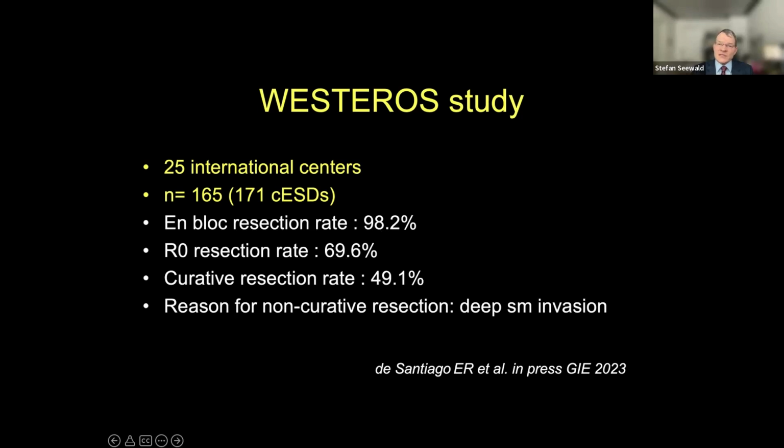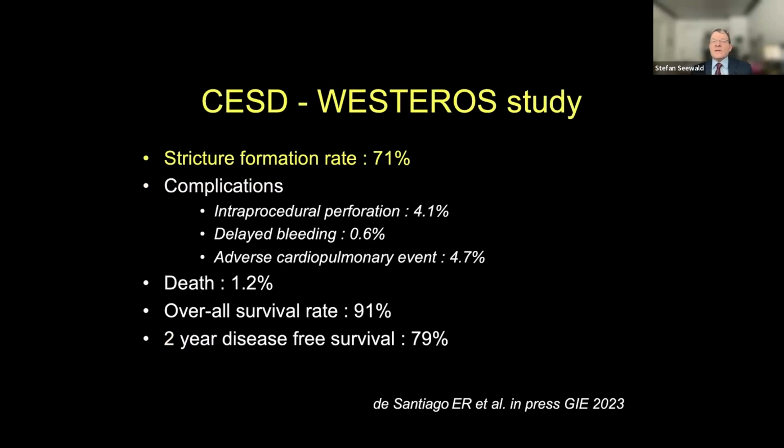So what these data show is that circumferential ESD is safely possible nowadays. The point is, we definitely will get a stricture, and we are giving the patient cortisone, but the complications of the technique are very low. So there was an intraprocedural perforation in only 4% of the cases, delayed bleeding 0.6. So finally, the overall survival rate is 91%.